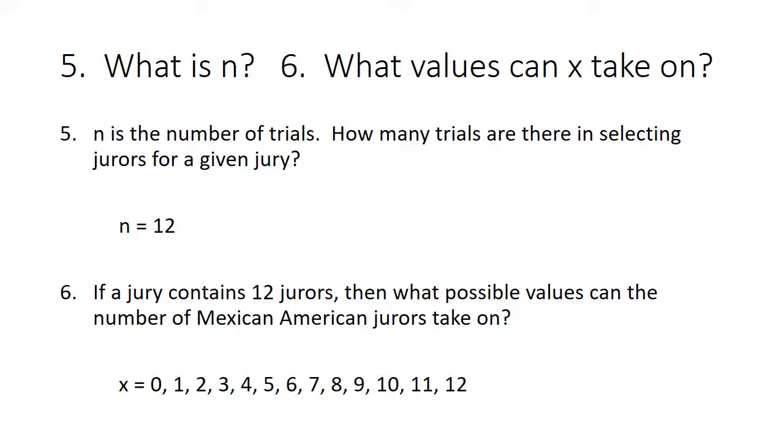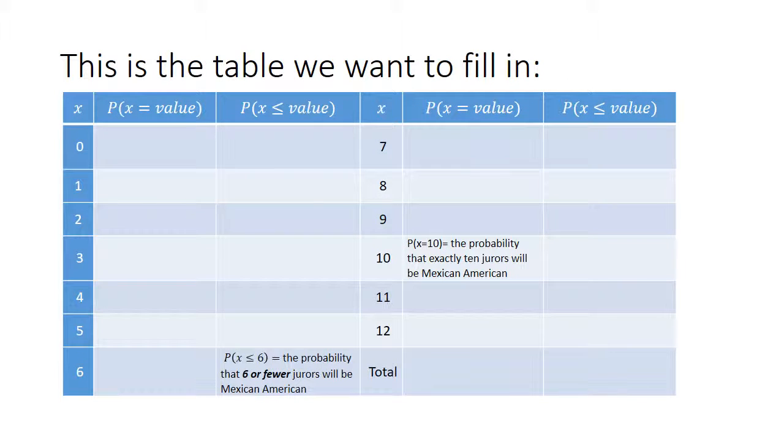And here are the answers typed up on our slides. This is the table we want to fill in. This is the probability distribution table for the number of Mexican Americans selected for jury duty on a given jury. X is the number of Mexican Americans selected. The second column is the probability that we have that number of Mexican Americans selected for the jury.